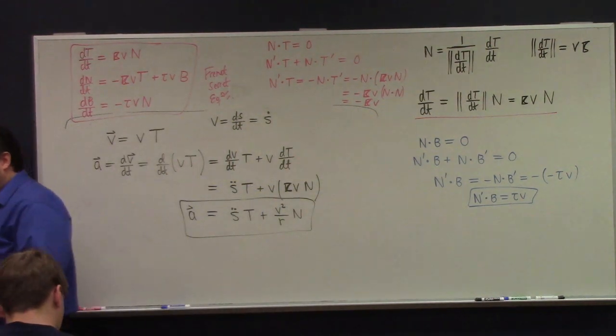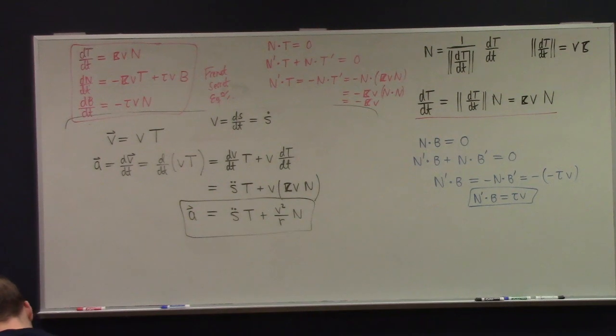The acceleration has two parts. One is tangential, one is normal. The normal part depends on the square of the speed divided by the radius of curvature. This is a general derivation. It's not just for a circle. It's for an arbitrary path that's nonstop and nonlinear.